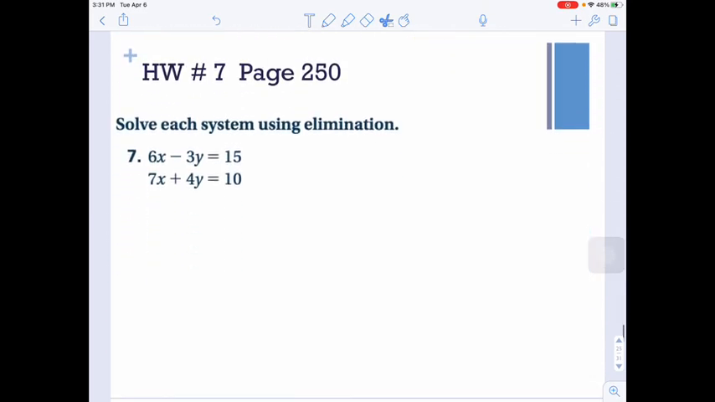And now I would like you to try number 7 on page 250. Solve each system using elimination. 6x minus 3y equals 15, and 7x plus 4y equals 10.